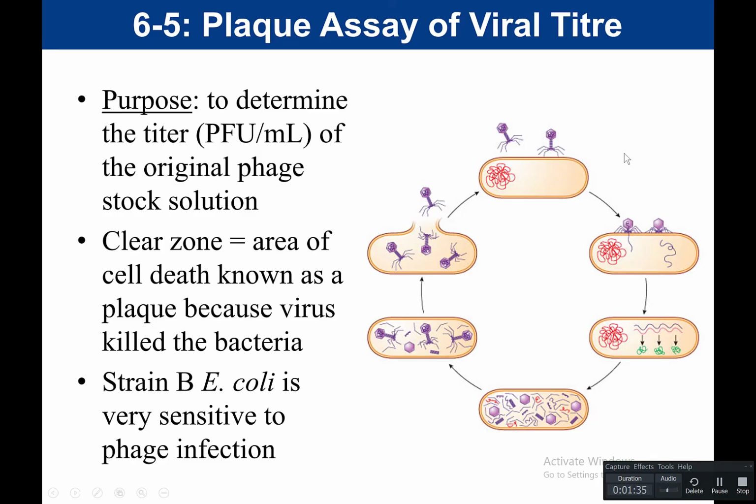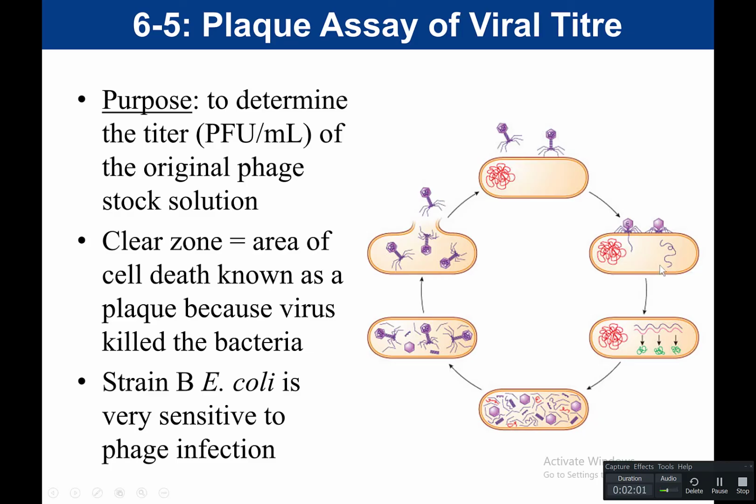coli. And when they land, they will inject their nucleic acids, their DNA, into the host cell. So they inject it into the E. coli. Now again, viruses are obligate intracellular parasites. They can't replicate outside of a host cell. Instead, what they do is they take that host cell and they make that host cell into a virus-producing factory.